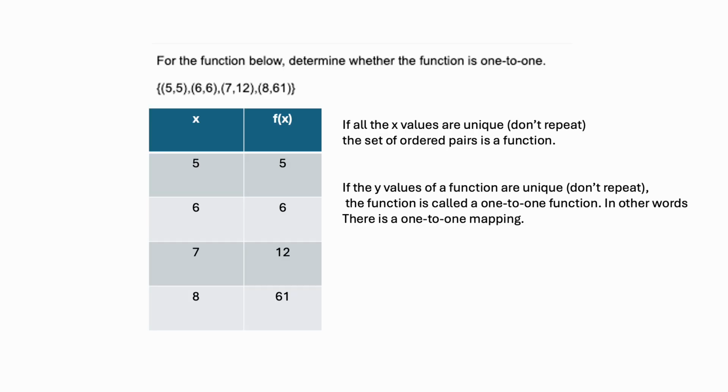If I want to know if a function or a set of ordered pairs is 1-to-1, I look at all the x's first. If all the x's are different, it's a function. And then I look at all the y's. If all the y's are different, then it's a 1-to-1 function. So this function is 1-to-1.